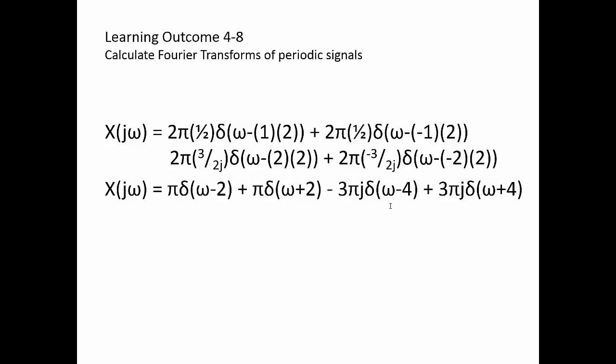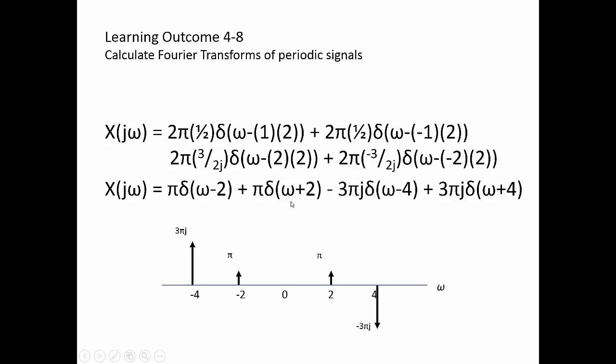We can also plot this. In Chapter 3, you plotted the magnitude of a sub k versus omega, and sometimes you plotted the phase of a sub k versus omega. We could do the same thing here, but since this is a continuous function, we much more often will just plot the value of x of j omega versus omega. Recall these are continuous impulse functions. This one is going to occur when omega minus 2 is equal to 0. That's going to be right here. This pi is an area, and it has an arrow to indicate that it's a continuous impulse function.